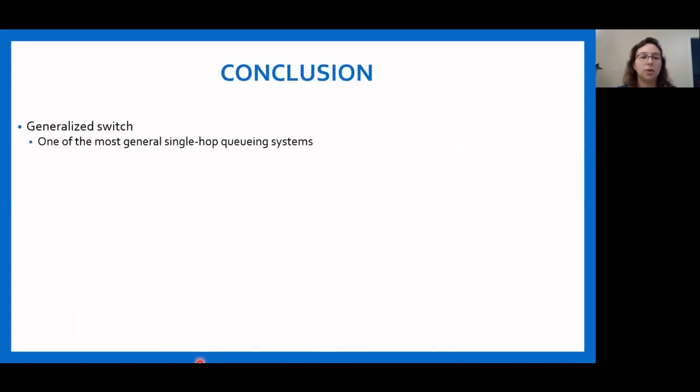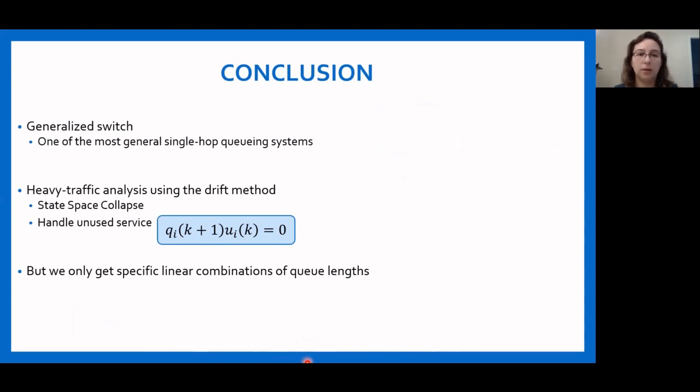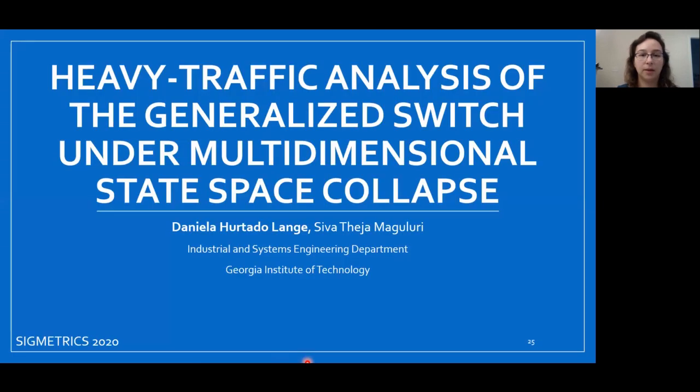So I just showed you the generalized switch model, which is one of the most general single hop queuing systems. And we developed heavy traffic analysis using the drift method. In particular, this equation right here is very important in our proof, and so is state-space collapse. Future work is to obtain other linear combinations of the queue lengths, because with this technique, we can prove that it's actually not possible. I'll be happy to discuss why it's not possible offline. Thanks.